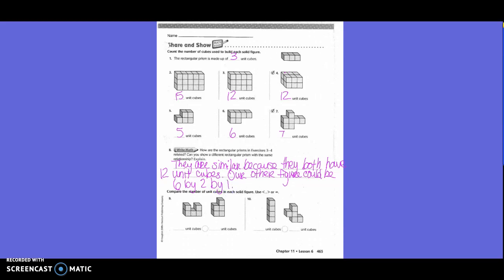Compare the number of unit cubes in each solid figure. So, how many does the first have? 5. How many for the next? 5. So they are equal. So even though they don't look alike, they're still equal, right? How many for the next one? 4. How many for the next one? 5. So 4 unit cubes is less than 5 unit cubes.